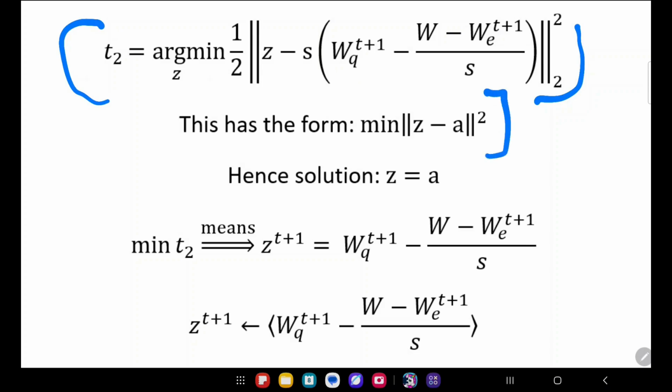This has the form minimum, finding the minimum of the norm of Z minus A. So hence the solution is Z equals A. So hence minimum of the T2 term means that for the next iteration of Z, we will say WQ at t+1 minus W minus WE at t+1, divided by S.